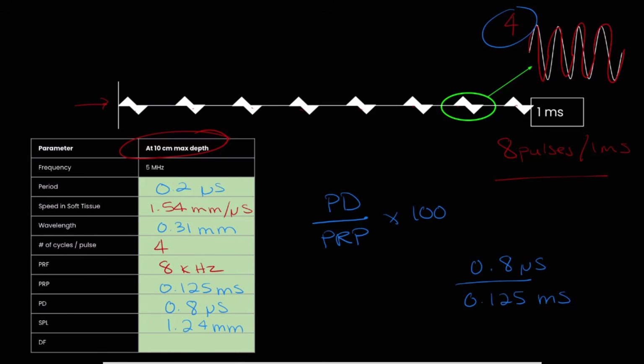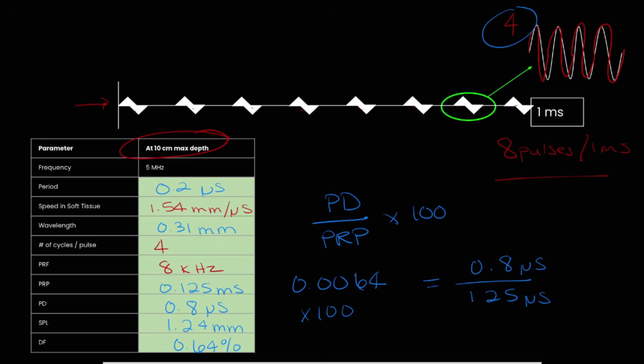This time I'm going to go ahead and convert my pulse repetition period from milliseconds into microseconds. So 0.125 milliseconds into microseconds equals 125 microseconds. Now we can take 0.8 and divide it by 125 microseconds, and that is going to equal 0.0064. Multiply that by 100 so we can get our percentage, and our duty factor is going to be 0.64%.